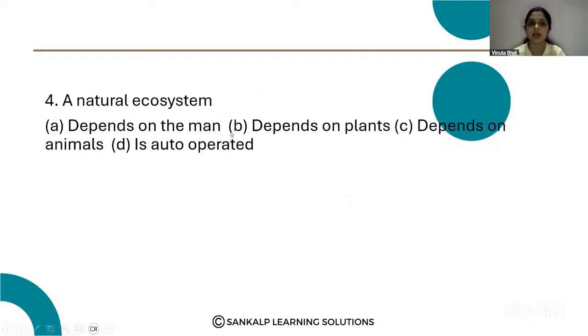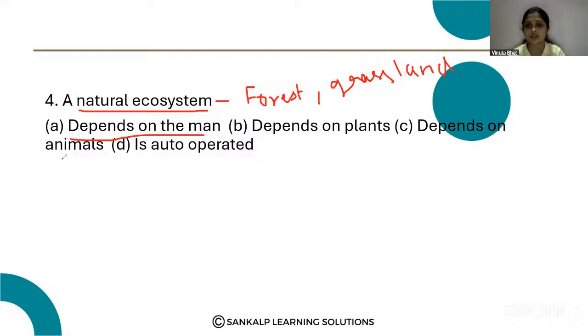Question number 4. A natural ecosystem, option A, depends on the man. Option B, depends on the plants. Option C, depends on the animals. Option D is auto-operated. See, a natural ecosystem may be a forest or it may be a grassland. So these all are natural ecosystems. Does this natural ecosystem depend on man? No, the functions and all that do not depend on man.